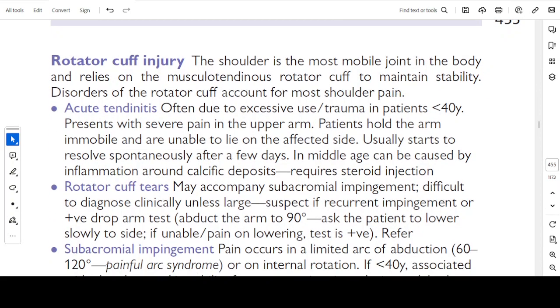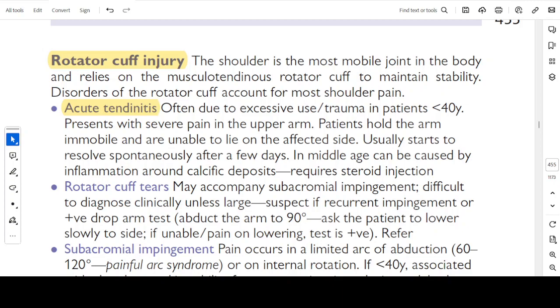Rotator cuff injury. The shoulder is the most mobile joint in the body and relies on the musculotendinous rotator cuff to maintain stability. So disorders of the rotator cuff account for most of the shoulder pain. Acute tendinitis, often due to excessive use or trauma in patients less than 40 years, presents with severe pain in the upper arm.